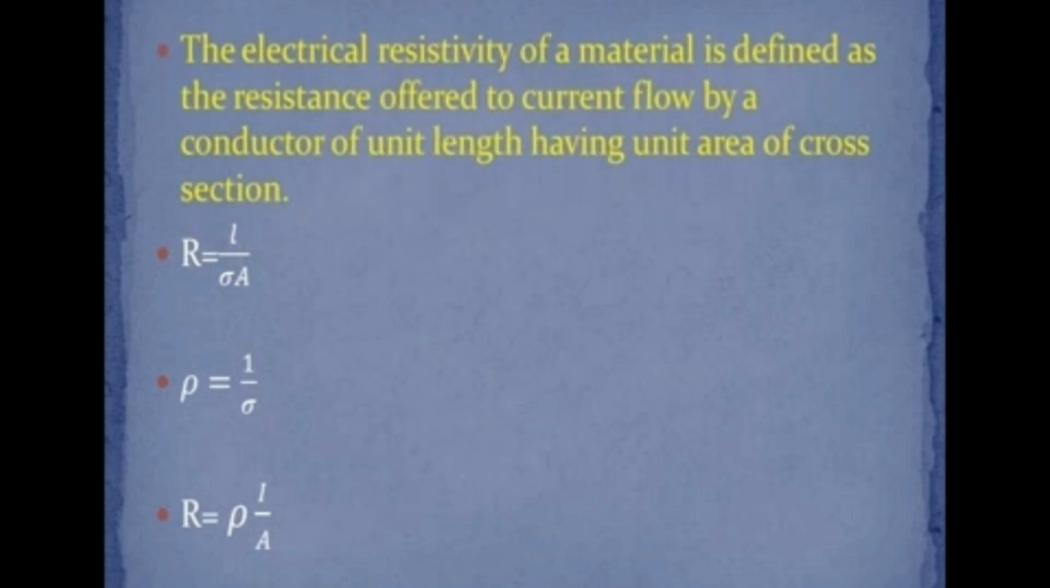அப்போ resistivity அப்படிங்கிறது எப்படி டிஃபைன் பண்ணலாம் அப்படின்னா, the electrical resistivity of a material is defined as the resistance offered to current flow by a conductor of unit length having unit area of cross section. So it's called resistivity.